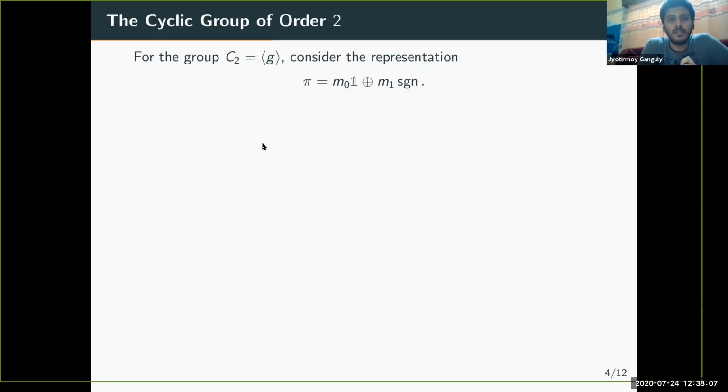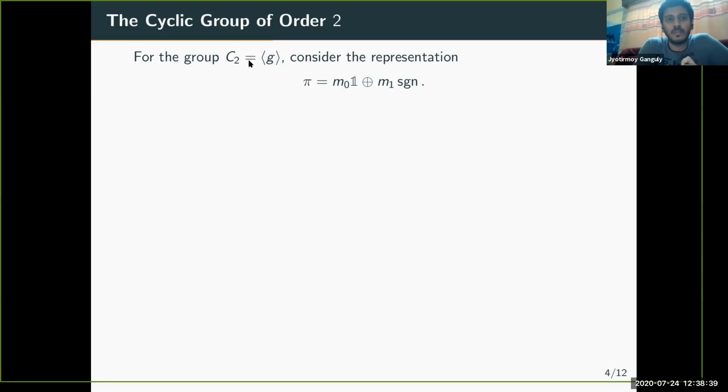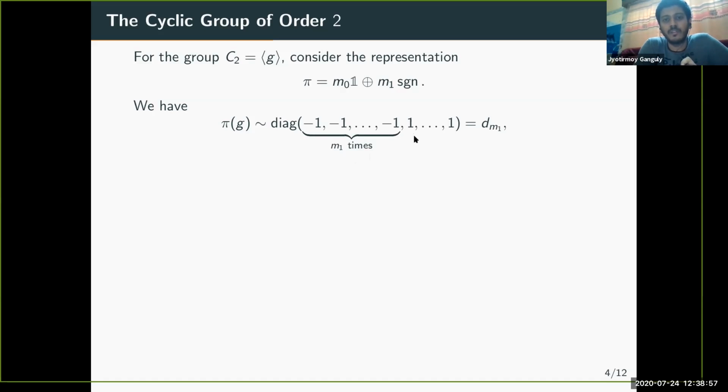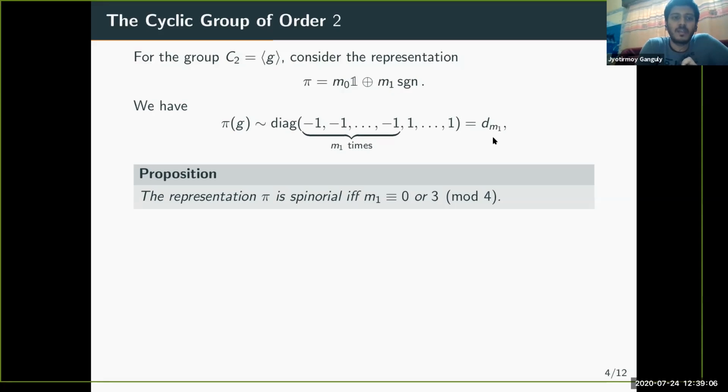So to get a flavor of the spinoriality business, let us do this simple example. Take the cyclic group of order 2, which is generated by this element g. We know that the irreps of C2 are just trivial and sign. So any representation pi of C2 will look like this: I have the trivial representation appearing m0 times and the sign representation appearing m1 times. Note that the representations of C2 are all orthogonal. The image of this element g under the representation will be this diagonal matrix, where -1 appears m1 times and the rest of the diagonal positions are occupied by 1. Let me denote this matrix by D_m1. So we claim that the representation pi is spinorial if and only if m1 is 0 or 3 mod 4.